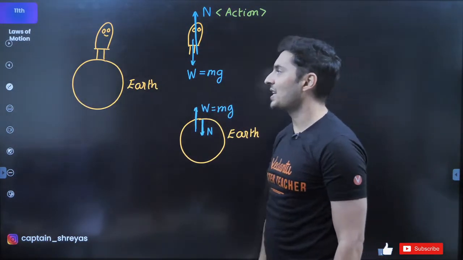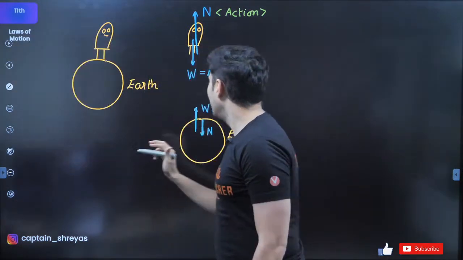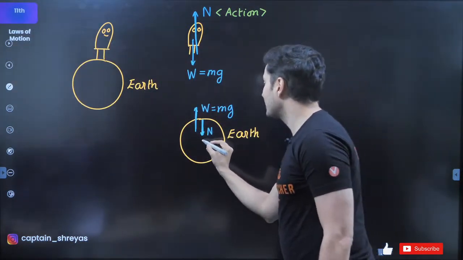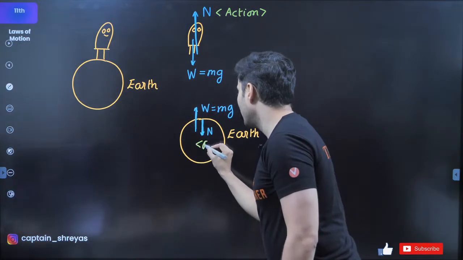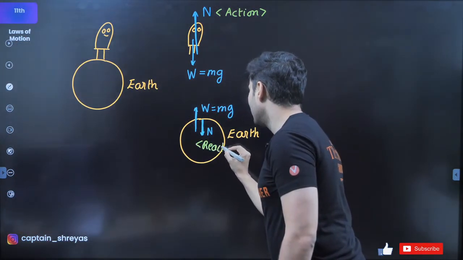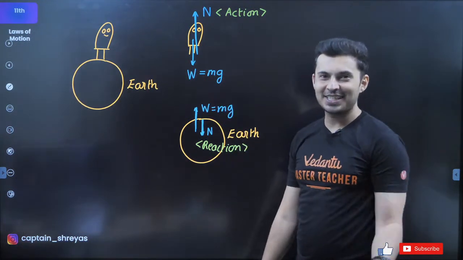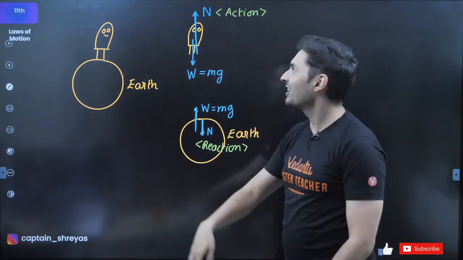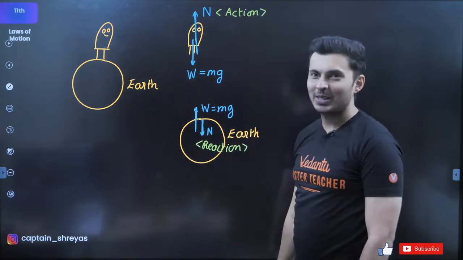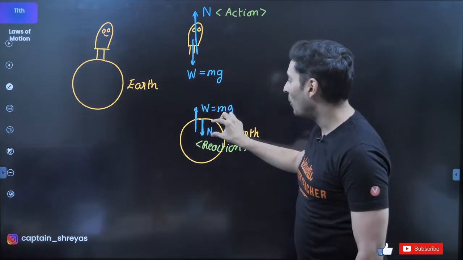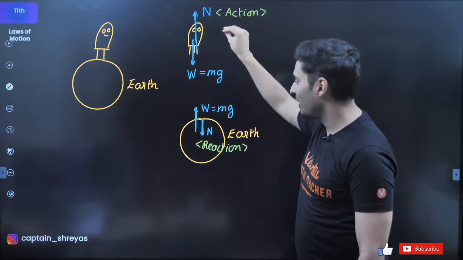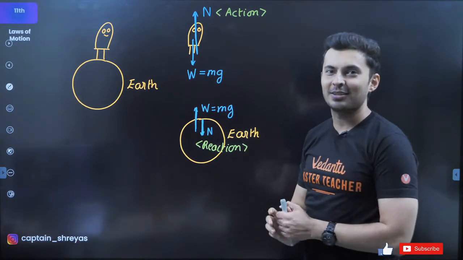So if this is action, my dear students, then this normal is the reaction. This normal is basically the reaction. A lot of people thought this weight was the reaction. No, that is not the reaction. If this is action, this normal is the reaction. Equal opposite forces acting on different bodies which do not cancel each other.